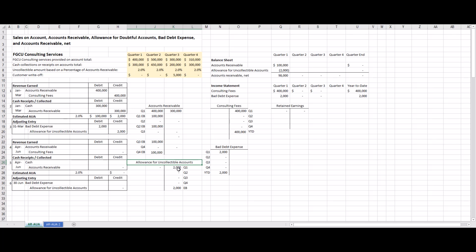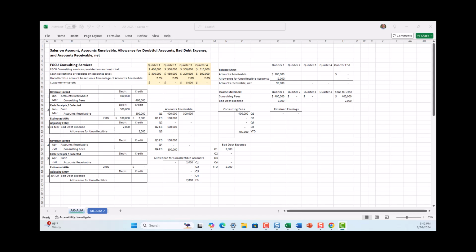Let's take a minute to discuss the allowance for uncollectible accounts, or the AUA. The allowance for uncollectible accounts is the account that companies use to report the estimate of future bad debts. It is a contra asset account. As a contra asset account, it will increase on the credit side and have a credit balance. As a contra asset account, it will be subtracted from accounts receivable to get net accounts receivable. Net accounts receivable, then, is the amount that the company expects to collect from its customers.